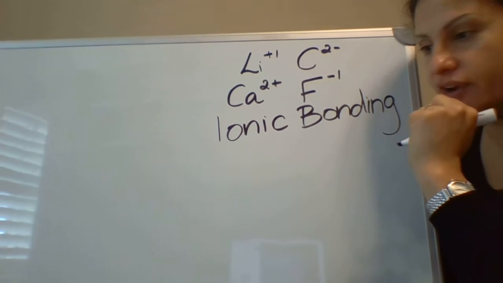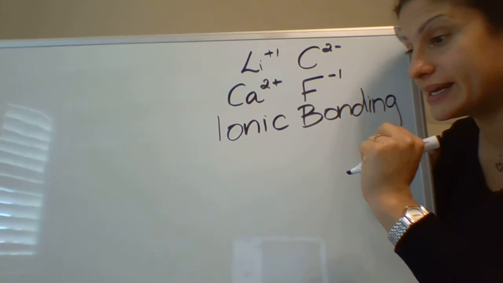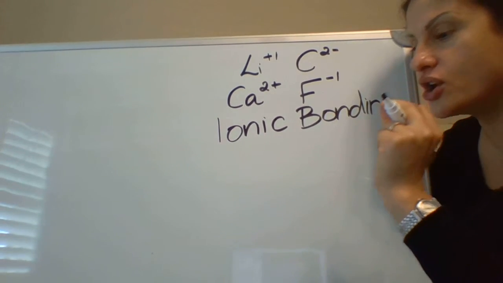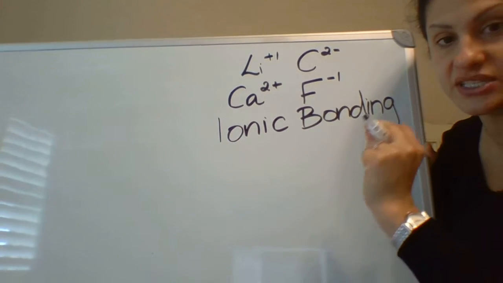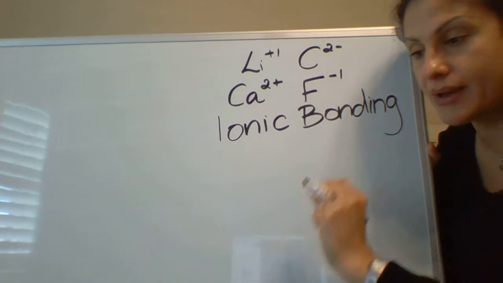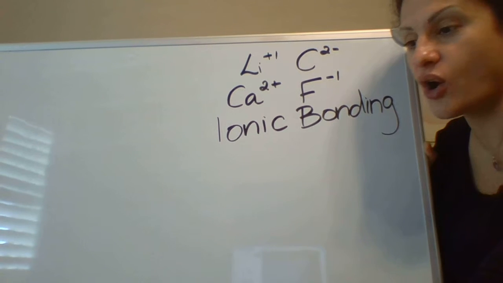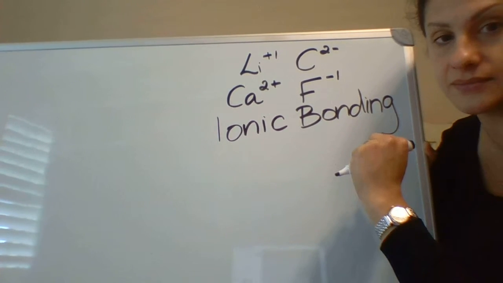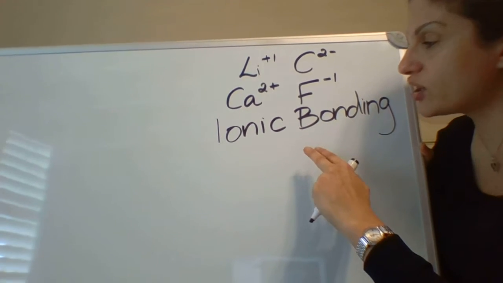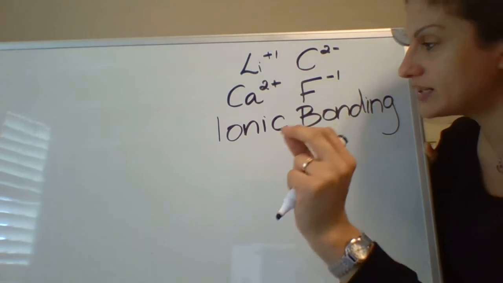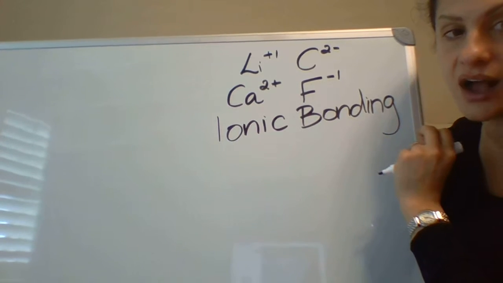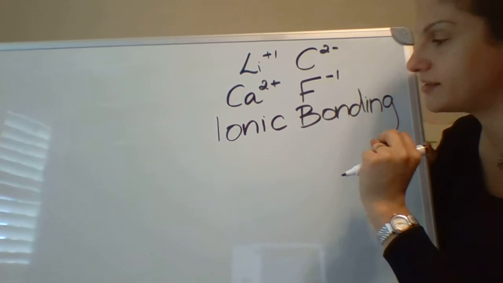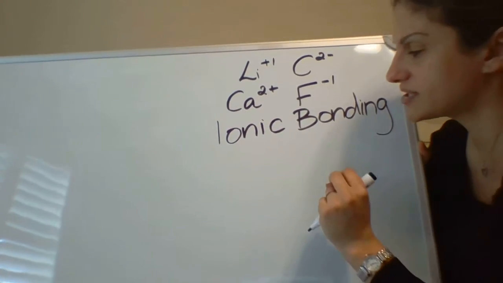What that is referring to is a reaction between a metal and a non-metal. This is very, very important to remember. Ionic bonding only occurs between a metal and a non-metal. It is also an attraction between a positive and a negative ion. Remember, positive and negative attract in science.